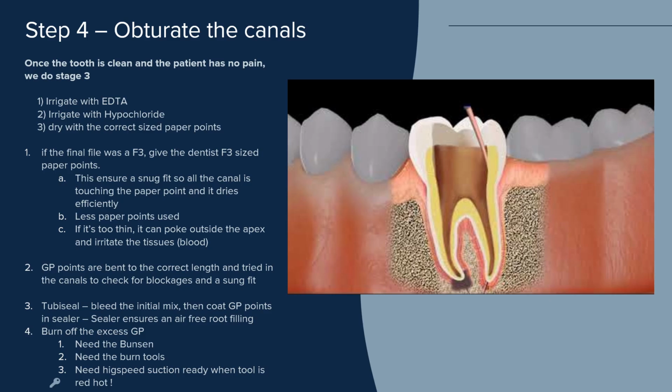The GP points are then bent to the correct length and tried in to the canals to check for blockages and a snug fit. Then you use your sealer, Tubliseal or EndoSequence BC that I use, and then you need to burn off the excess GP. So you need your Bunsen, you need your burn tools, and have your high speed ready when the burn tool is red hot, because if you put the ball burnisher or the burn tool on the GP, it's going to make lots of smoke. It's going to smell like a burning tire. Patients don't like that, so make sure you're ready with a high speed suction so the patient doesn't smell the smoke.